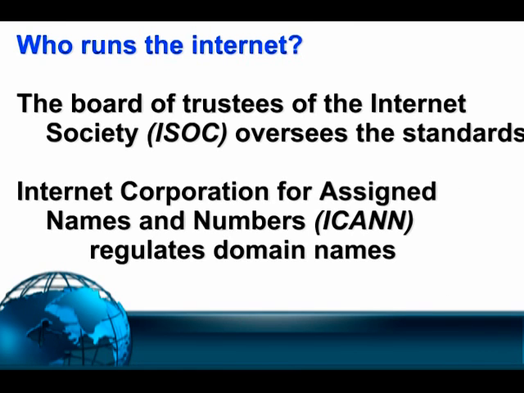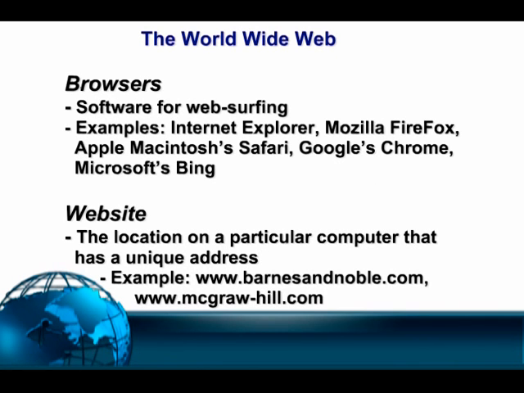Who runs the Internet? The Board of Trustees of the Internet Society, or ISOC. They oversee the standards. The Internet Corporation for Assigned Names and Numbers, or ICANN, regulates domain names. Browsers. Software for web surfing. Examples: Internet Explorer, Mozilla Firefox, Apple Macintosh Safari, Google's Chrome, Microsoft's Bing.